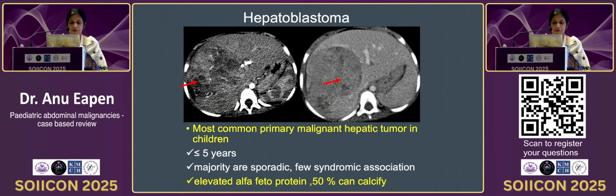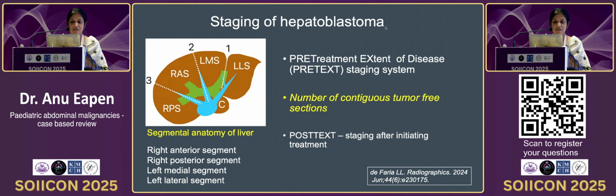So a word about hepatoblastoma. They are the most common primary malignant tumor in children less than 5 years. The majority of them are sporadic tumors. There are few syndromic associations like Beckwith-Wiedemann, familial polyposis, trisomy 18, just to name a few. As we said, there is elevated alpha-fetoprotein. And staging of hepatoblastoma is important. So what we use is the pre-treatment extent of disease, or the PRETEXT staging system.